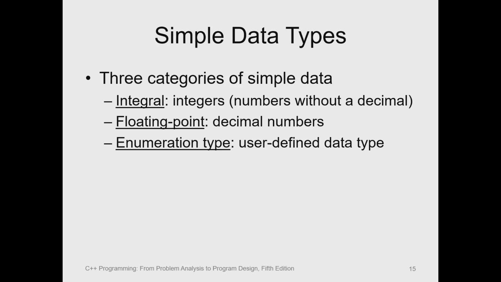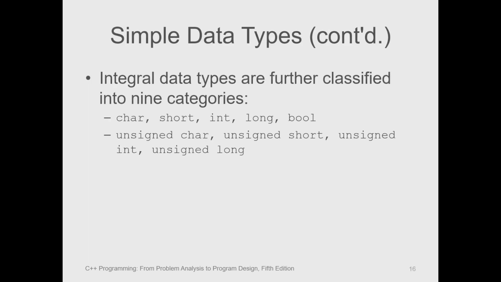Here are some integral data types. They are further classified into nine categories. These categories are char for character data type, short for an integer data type with a shorter range, int or integer, long, also an integer type with a longer range, and bool or Boolean expression with true or false. The other categories for integral data types are unsigned char, unsigned short, unsigned int, and unsigned long.